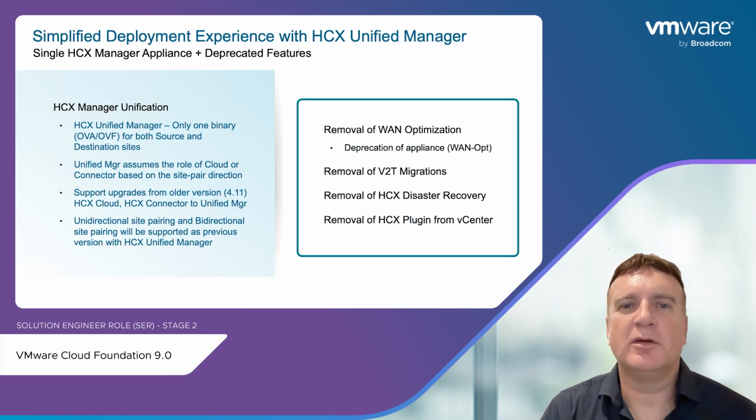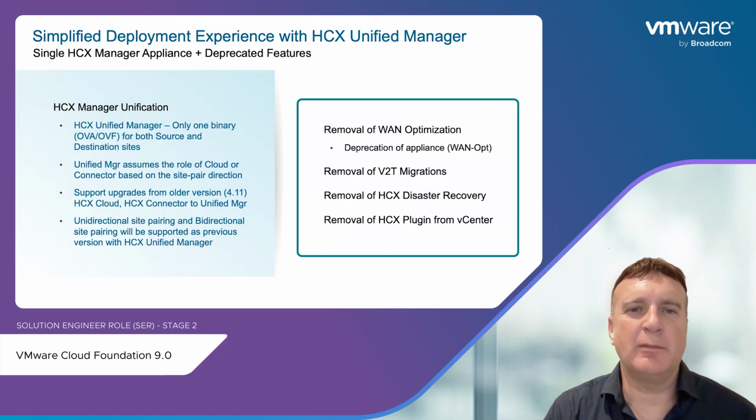This slide highlights two key changes in the latest HCX release: the unification of the HCX manager and the strategic removal of certain features. On the left side here, you can see that we're introducing the HCX Unified Manager. This means that we're moving to a single binary, so a single OVA or OVF for both your source and destination sites. This simplifies deployment and management significantly. The Unified Manager will intelligently assume the role of either a cloud or a connector appliance based on the site pair direction, so you don't need to worry about deploying separate appliances and their lifecycle management.